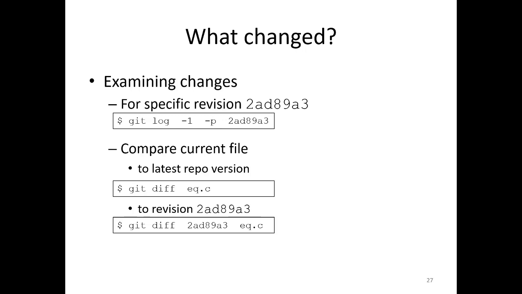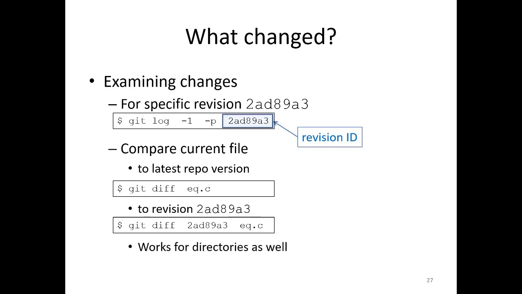You can also compare the current file to the latest repository version, so that's before you actually committed it. Then you can just do git diff eq.c, and that will compare the current state of the file with the last committed one. Or you can compare it to a specific revision, for instance with git diff revision number and then the file name. So the revision ID is used here many times, and as you can see, you only need to use like 6 or 7 characters of it.